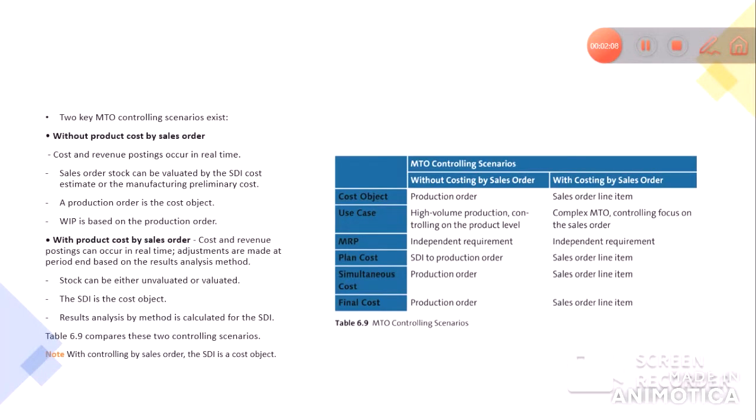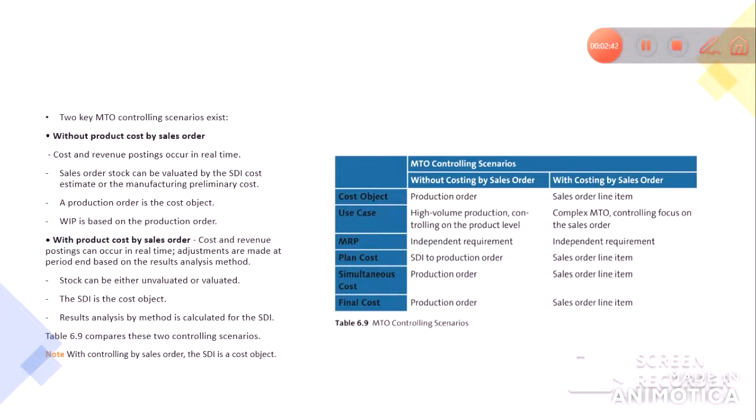Two key MTO controlling scenarios exist: without product cost by sales order, and with product cost by sales order. So this figure shows the MTO controlling scenarios. So without costing by sales orders, the cost object. So costing and revenue postings occur in real time. Sales order stock can be evaluated by the SDI cost estimate or the manufacturing preliminary cost.